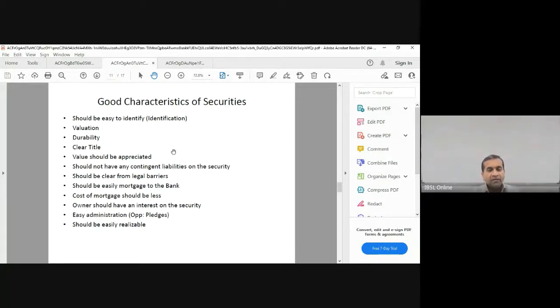What does that mean? I have seen some of the customers bring down some jungle land for mortgage purposes, but that itself shows us that they don't have any interest in the land. They bring a security only for the purpose of obtaining the loan. And easy administration: pledges are very cumbersome. So the last point is the one that you should always look at.